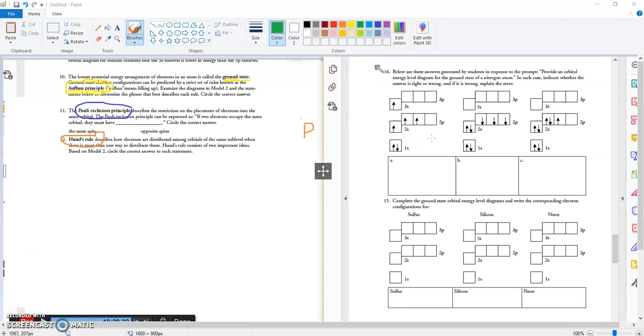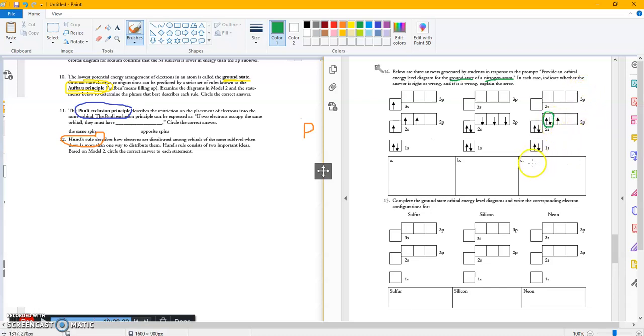All right, so go ahead and jump down to number 14. Number 14 says that they asked students to draw the orbital diagram for an atom, and they want to know whether or not it's correct. The first thing you read in here is that it's the ground state of a nitrogen atom. Looking at this, first off, can you see anything that is not correct? If you look over at C, this little guy right here is defying Hund's rule. Electrons don't like to have to share unless they are forced to.